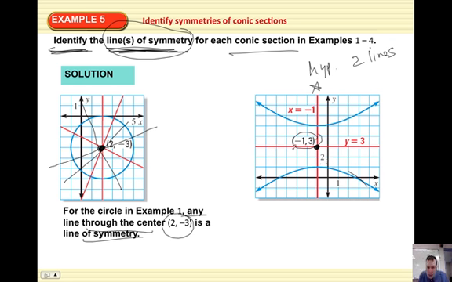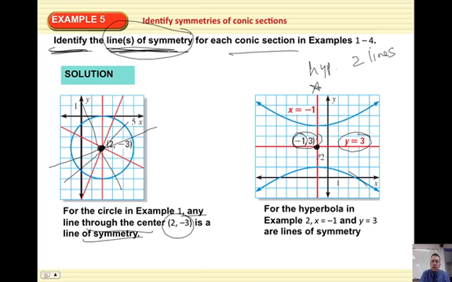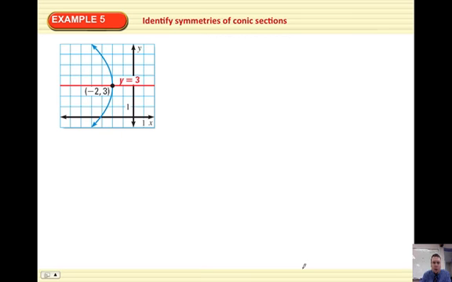So in this case, this is y equals 3 because y is 3. And in this case, x equals negative 1 because of this. So pay attention to where the center is, actually for all these things. So if I ask you this question, you would say x equals negative 1, y equals 3 are lines of symmetry in this case. Alright? Next one, this is just a parabola, right?